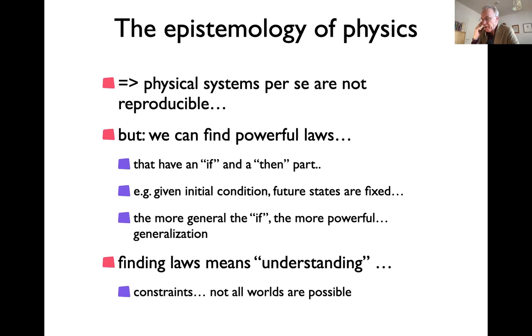I mean, you're not going to make a list of all the positions and velocities of all the particles that you could measure, because that doesn't make sense. You call that initial conditions, and they're not constrained. But there are laws. That's the strength of physics as a science that has found such laws. And in some logical sense, they have an if and a then part. That is, you need to measure some things and then you can predict something else.